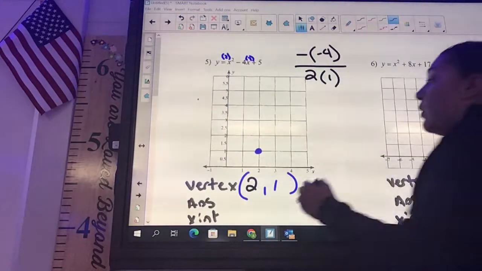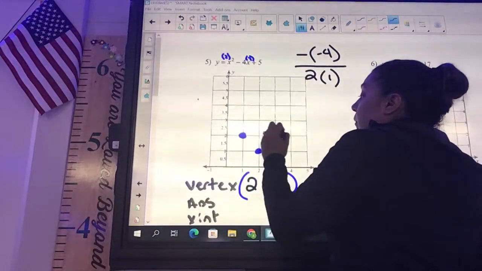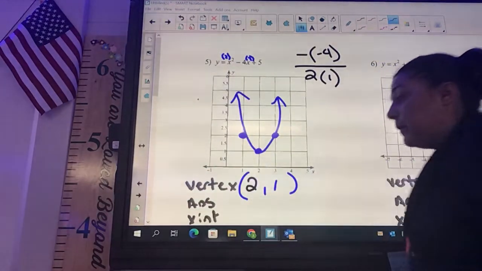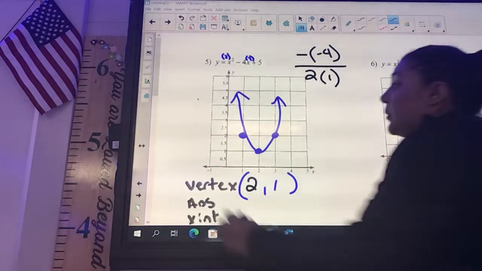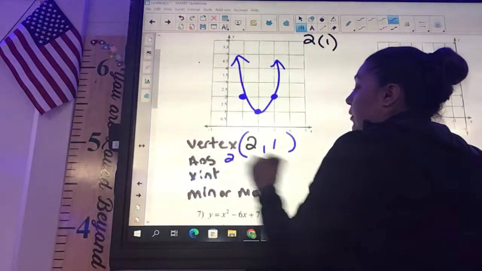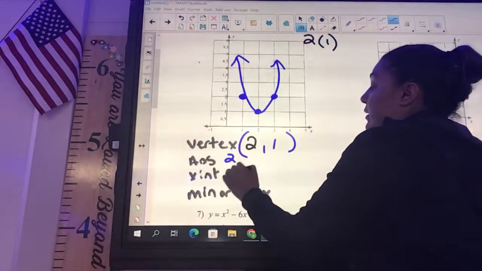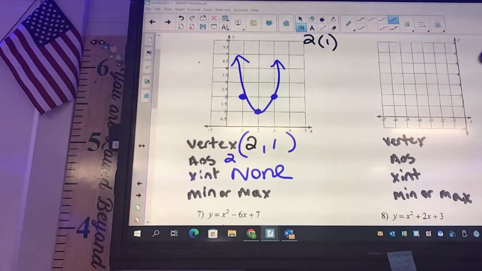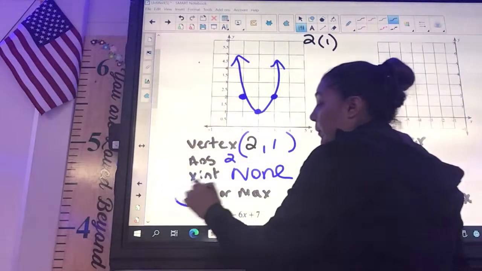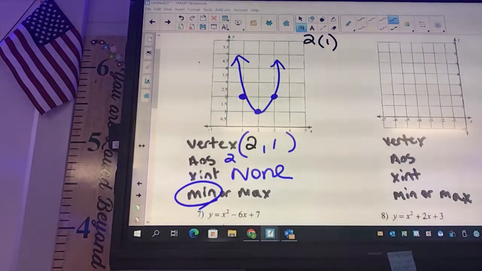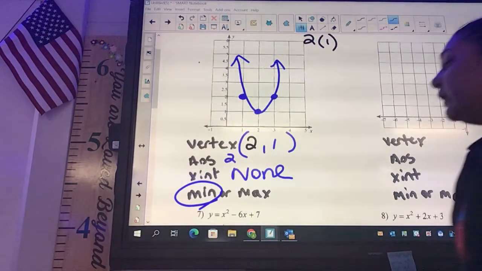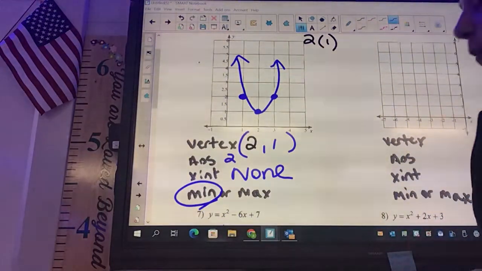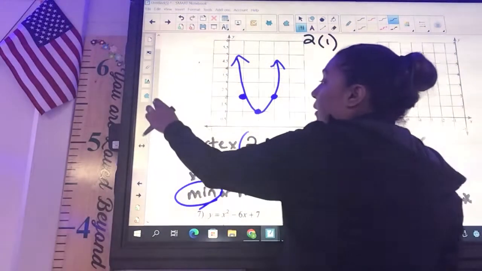Okay, and then same thing. We're going to go up 1 over 1. And we're going to draw our picture. Okay, our axis of symmetry is going to be 2. X-intercepts is none. And then does this have a min or a max? And it's got a minimum. Okay, same thing. These problems should go really fast as long as you can type this part. Okay, if you can type the bottom part, it should be perfectly fine.